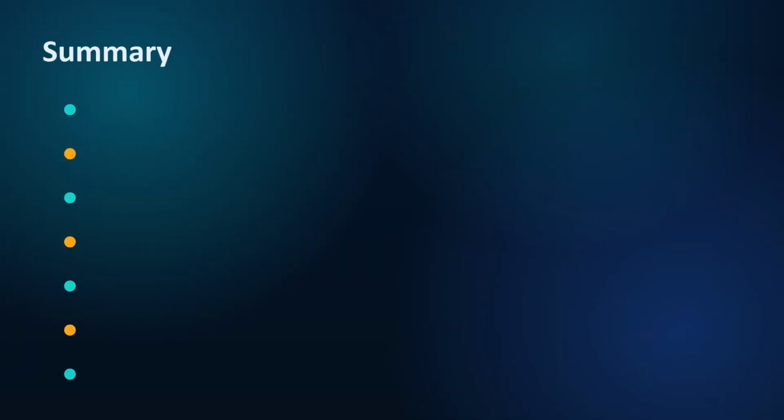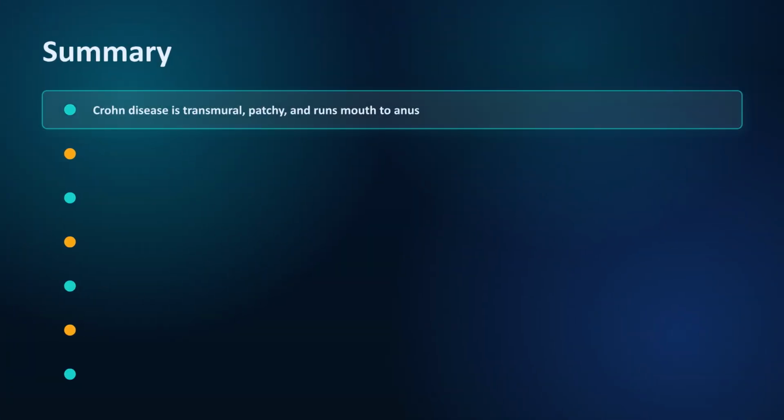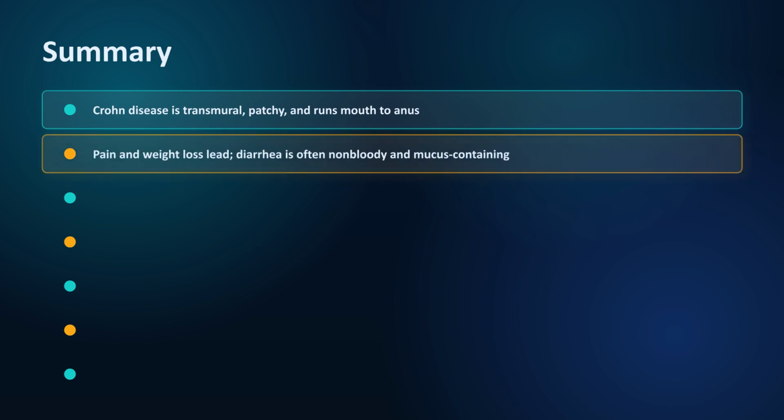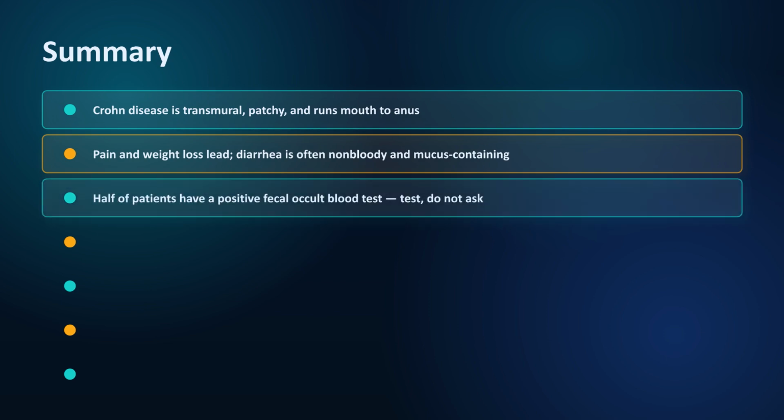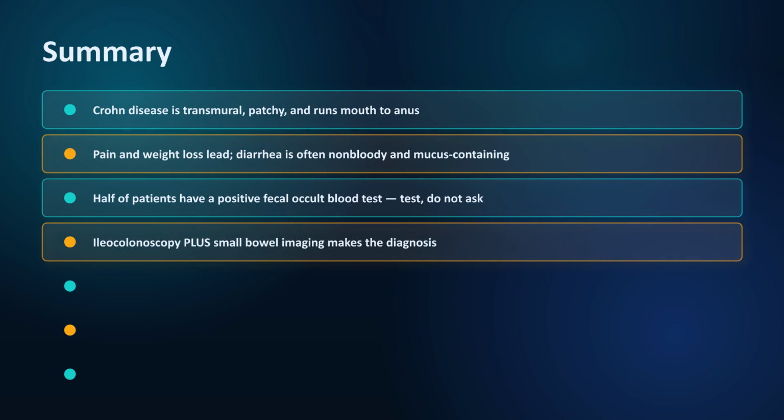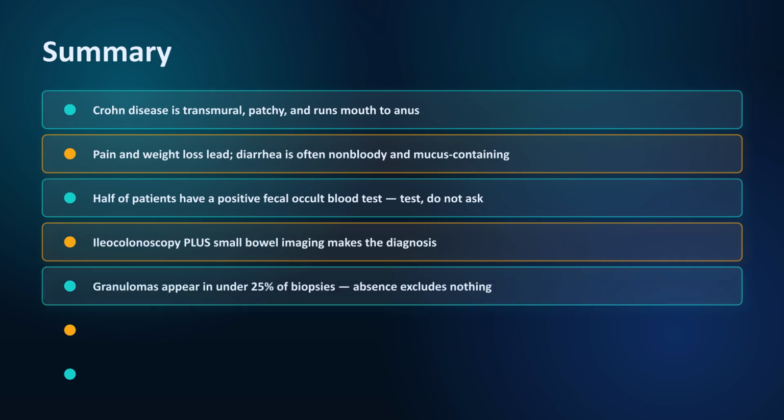Let us bring it together. Crohn disease is transmural, patchy, and it runs from mouth to anus. Pain and weight loss led the presentation, and the diarrhea is often non-bloody and mucus-containing. But half of patients have a positive fecal occult blood test, so test rather than ask. Diagnosis needs ileocolonoscopy plus small bowel imaging. Granulomas appear in under a quarter of biopsies, so their absence excludes nothing.